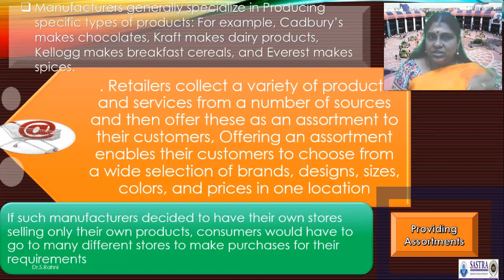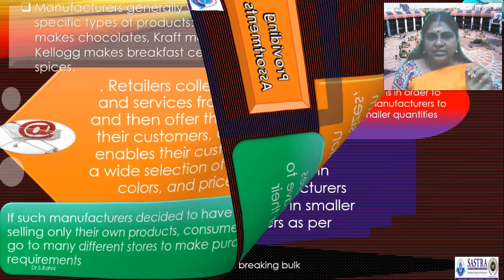And manufacturers generally specialize in producing specific types of products. For example, you all know that Cadbury makes chocolates, Kraft makes dairy products, Kellogg's makes breakfast cereals, and Everest makes spices. So they will be specialized in one particular product, whereas the retailers will collect from various manufacturers, assort, and provide the assortments for the convenience of the customers, and they will be choosing their products from the retail outlets.